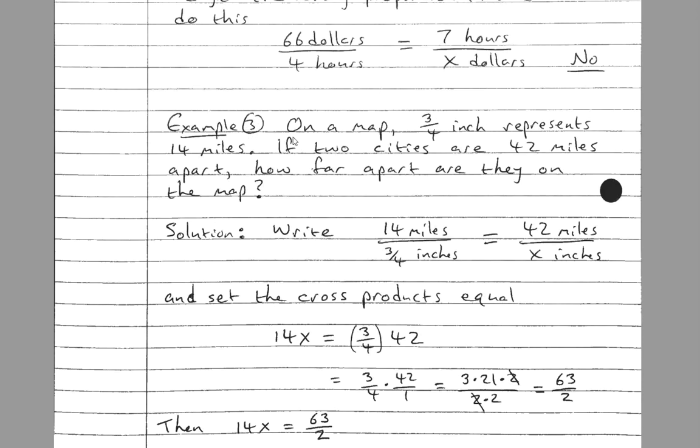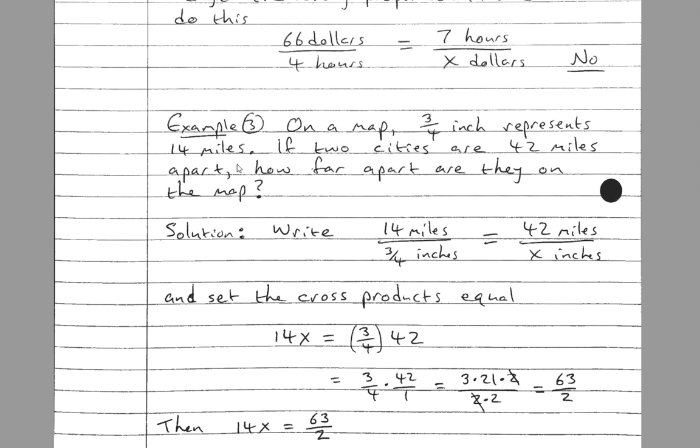Okay, another example looks different, but really the same. On a map, 3/4 of an inch represents 14 miles. All right, so yeah, do people still use paper maps?